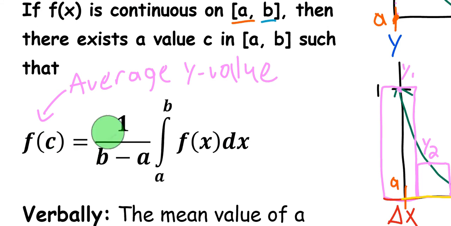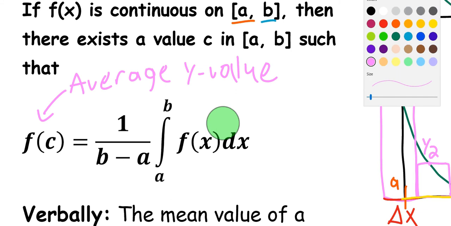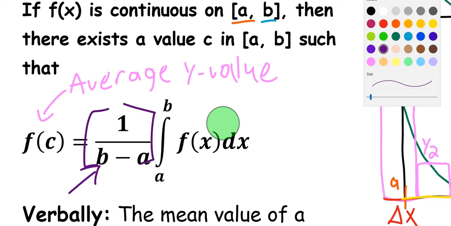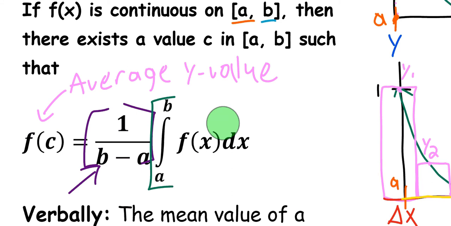So f of c is equal to 1 over b minus a. Notice that if the interval is from a to b, then b minus a is the interval width, right? You would be taking your rightmost value and subtracting your leftmost. So 1 over b minus a times the integral from a to b of f of x. So basically there's two components to the average y value formula. The first component is just taking 1 and dividing by the interval length. I'll just label that here. And the second component, which is very easy to explain, is just the integral from a to b.